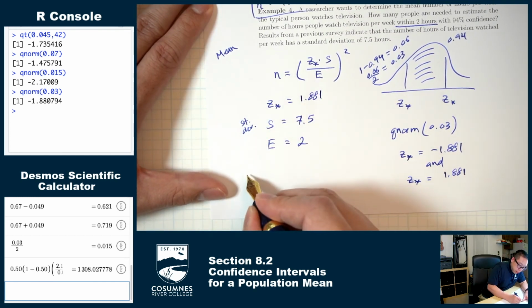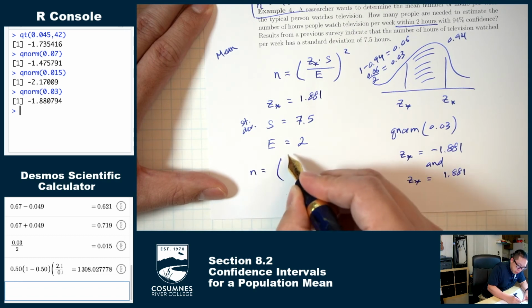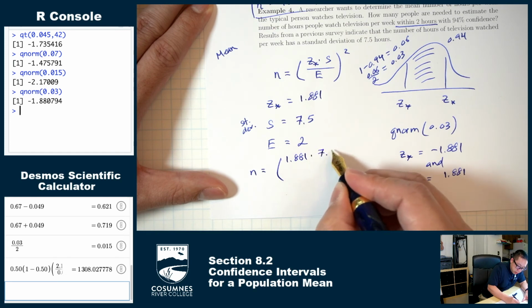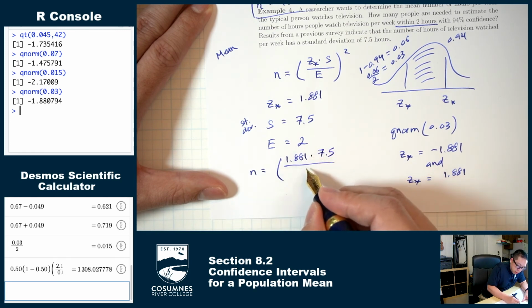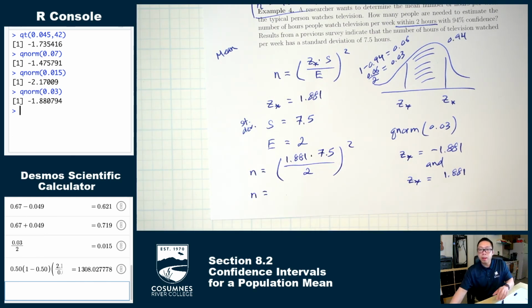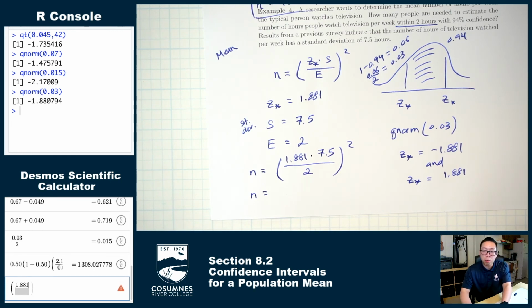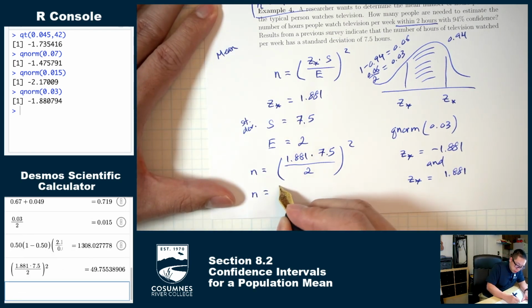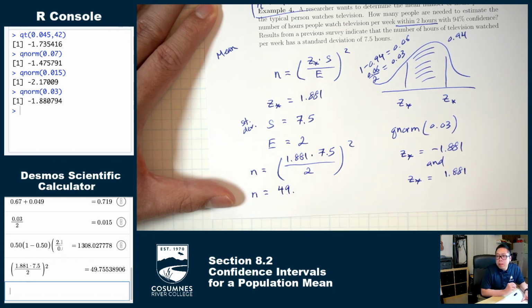Okay, so my final formula is going to be 1.881 times S, which is 7.5, over E, which you said was 2, and then squared. Okay, don't forget the square. Decimals, parentheses, fraction up top, 1.881 times 7.5 over 2, close parentheses, and then square. 49.755.